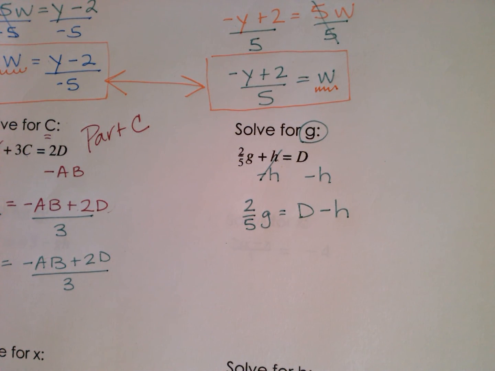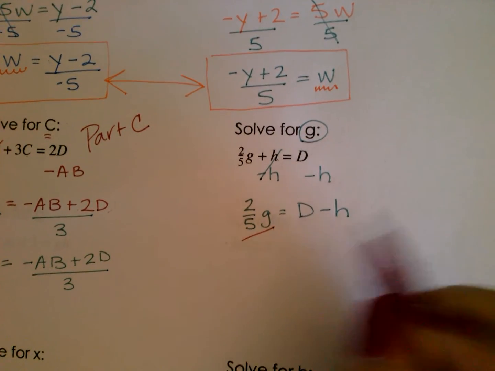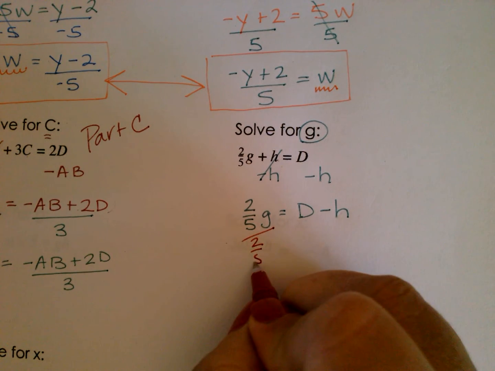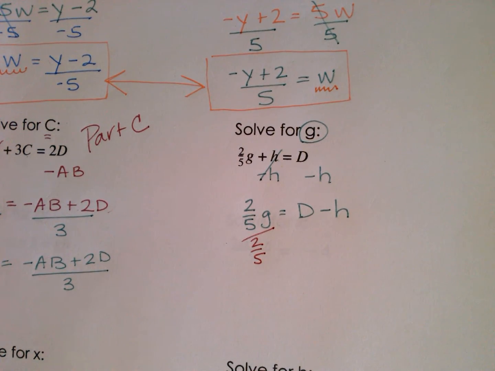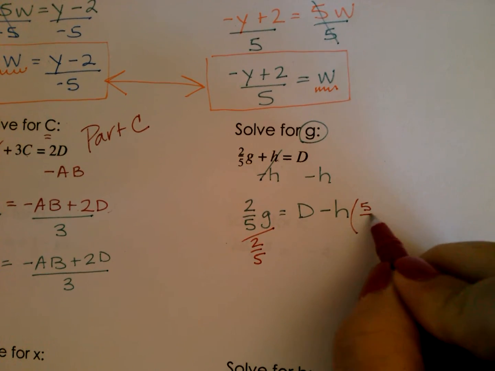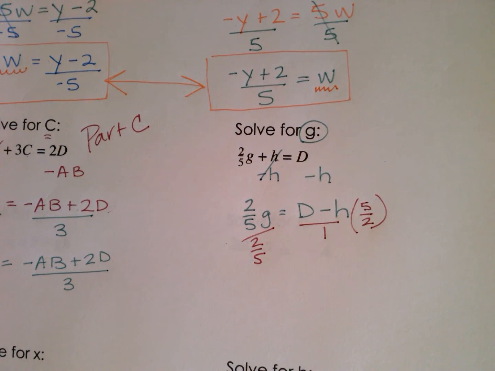Okay, now again, I have a number, even though it is a fraction written right next to the variable. That means it's multiplication. So I would need to divide by 2/5. Well, dividing by fractions means multiply by the reciprocal. Okay, well, we can do that.